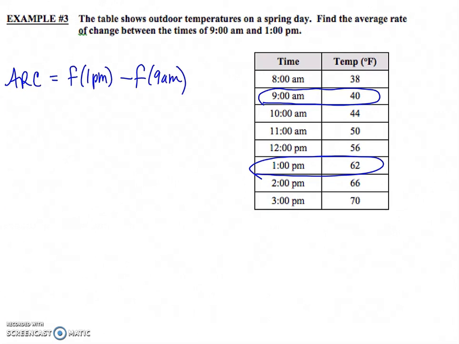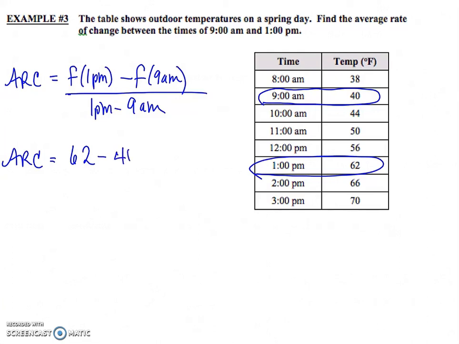And the reason that I'm going to do it kind of backwards is because I'd like my values to stay positive. And then this is going to be over 1 p.m. minus 9 a.m. Okay? So when I start plugging things into this equation, the value of my function at 1 p.m. is the temperature at 1 p.m., which is 62 degrees, minus the temperature at 9 a.m., which is 40 degrees.